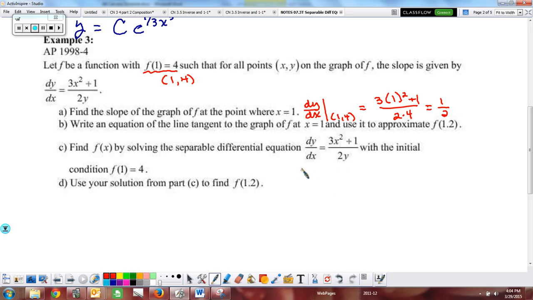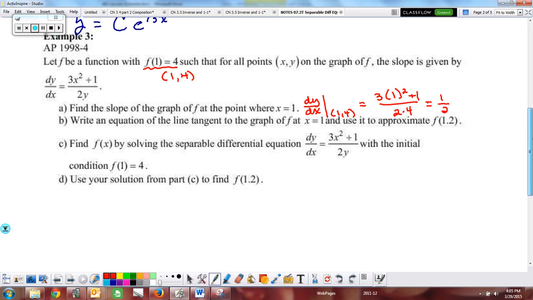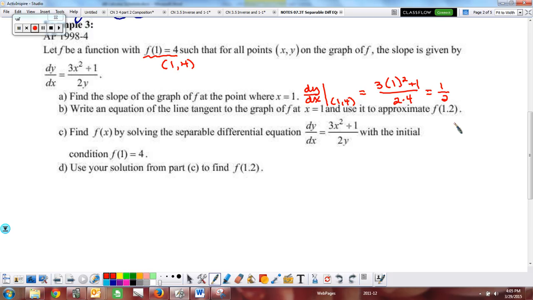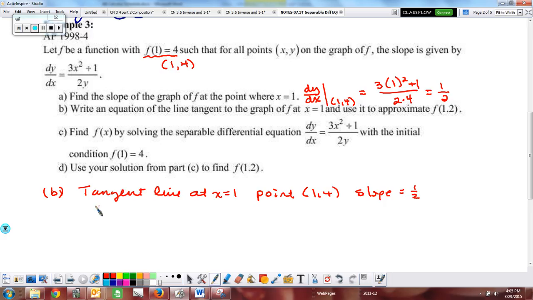All right, now for part B, we want to write the equation of the line tangent to the graph at x equal to 1 and use it to approximate f of 1.2. So you see there, we're going back to when we were doing linearization. So for part B, all we're trying to do is find the linearization, our tangent line at x equal to 1. We're using our point from above, 1, 4, and our slope that we found in A, which is 1/2. So my tangent line equation is y equals 1/2 times (x minus 1) plus 4.